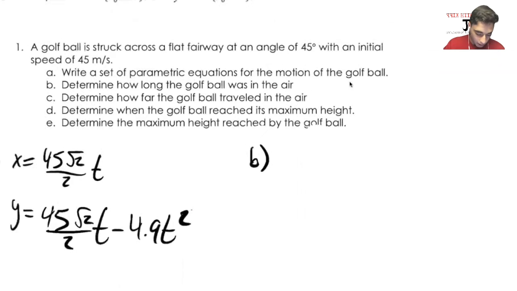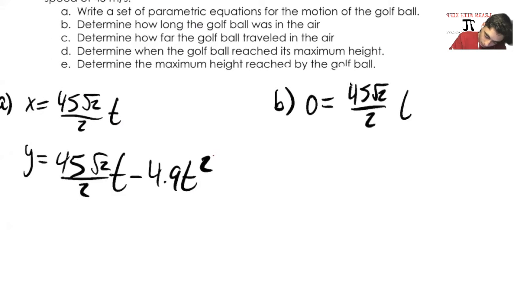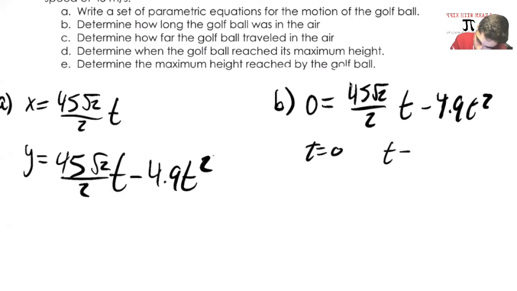So if we set y equal to 0, just like we did last time, we have 0 equals 45 radical 2 over 2, t minus 4.9 t squared, which means t equals 0 and t equals 45 radical 2 over 4.9. No, 45 radical 2 over 2 over 4.9.